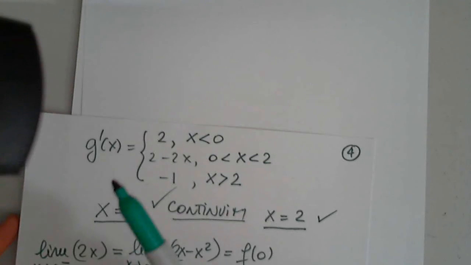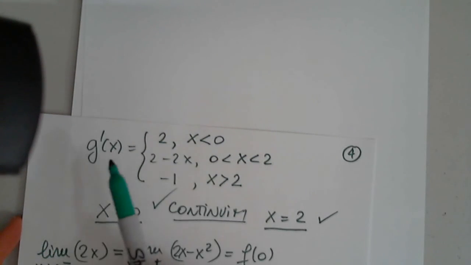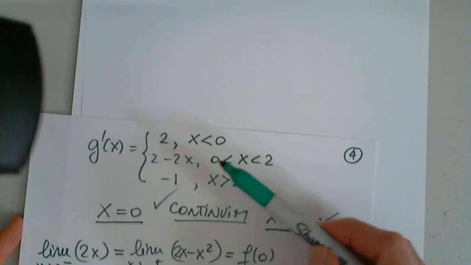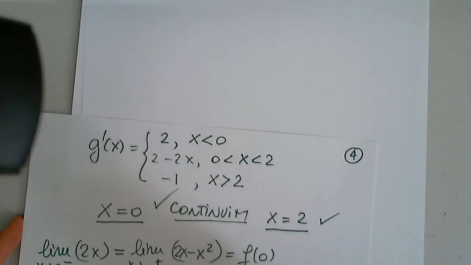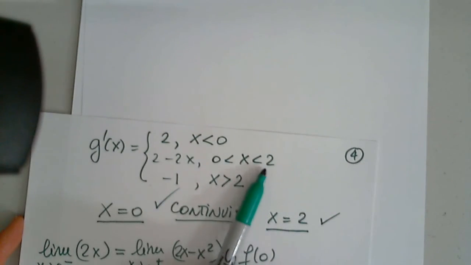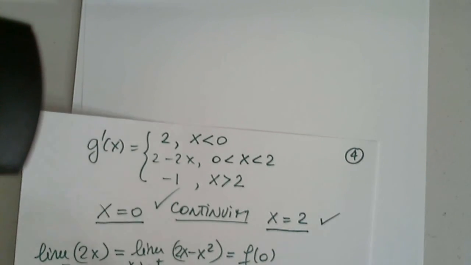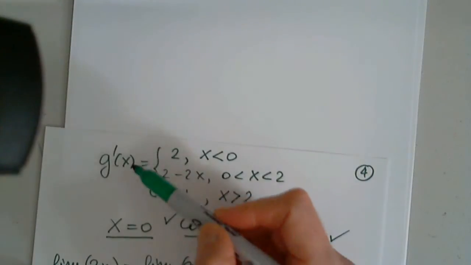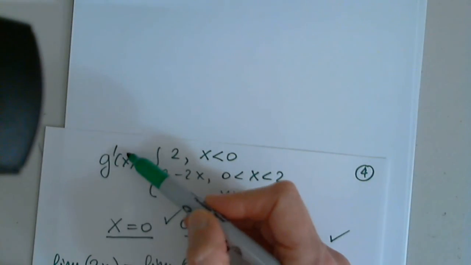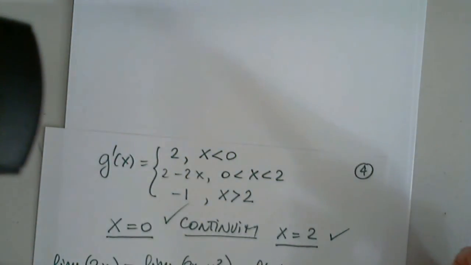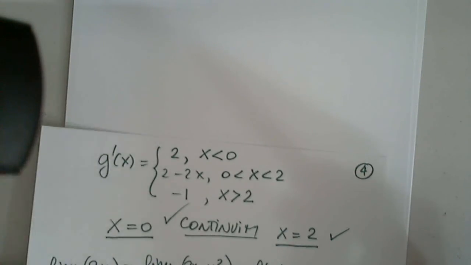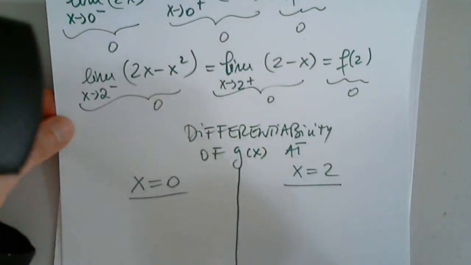So I will determine the limit from the left of 0 for the derivative and the limit to the right of 0 for the derivative. I will determine the limit from the left of 2 for this and the right of 2 for this. Why? Every time the derivative is continuous, the original function is differentiable. So that's what I'm looking at.